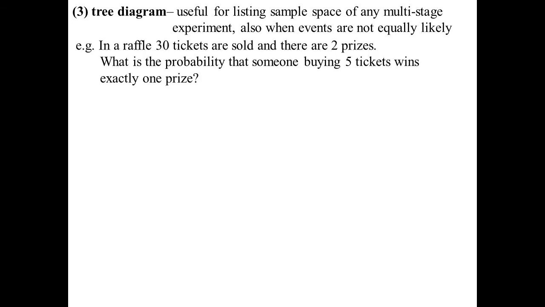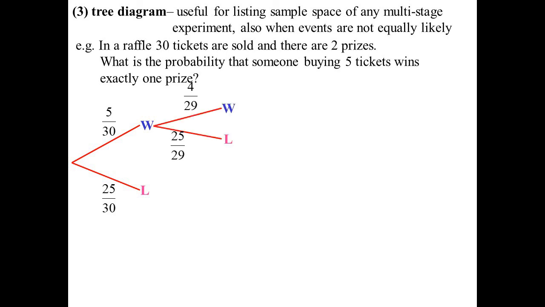Tree diagrams, probably the most common way that we've seen. But these are really good when they're not equally likely, because I could get a question like this. We've got a raffle, 30 tickets are sold, there's 2 prizes. Probability someone buying 5 tickets wins exactly 1 prize. So, well, first prize is drawn out. They could either win or they could lose. Probability is going to be different, of course. They've only got 5 tickets. So 5 in 30 chance of winning, 25 in 30 chance of losing.